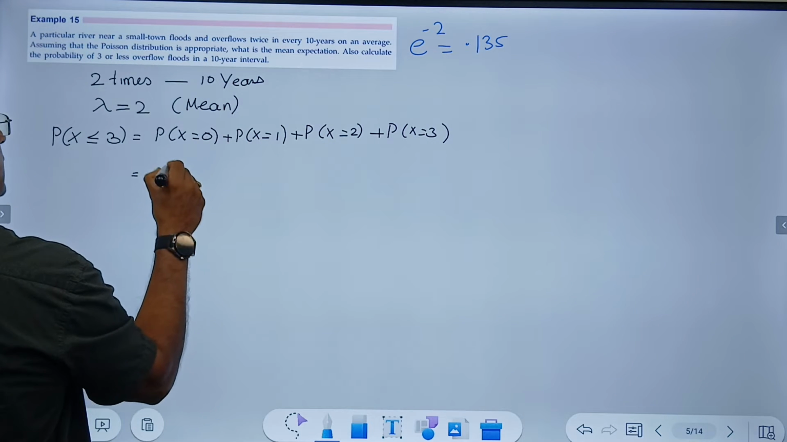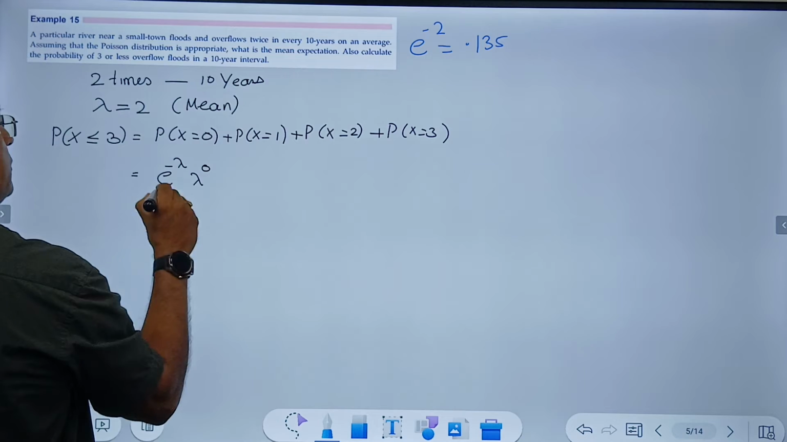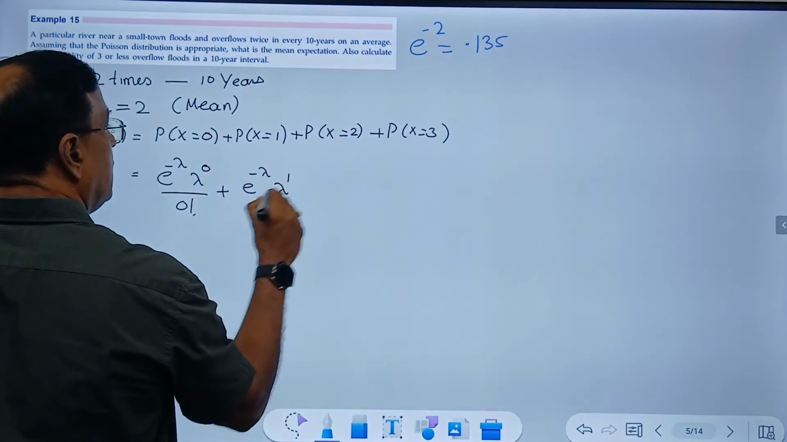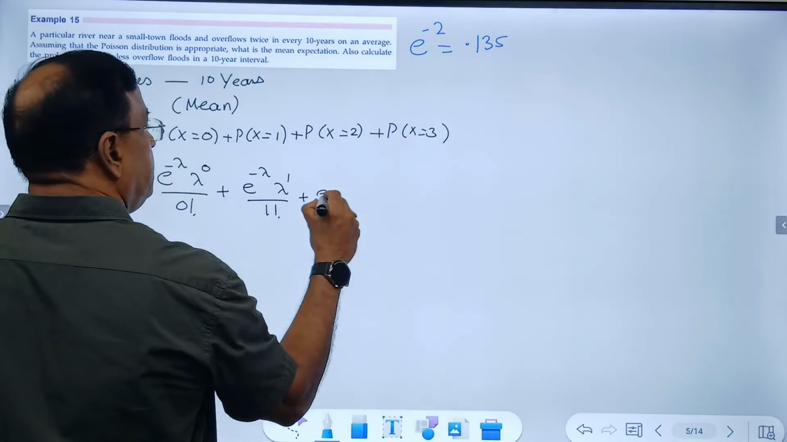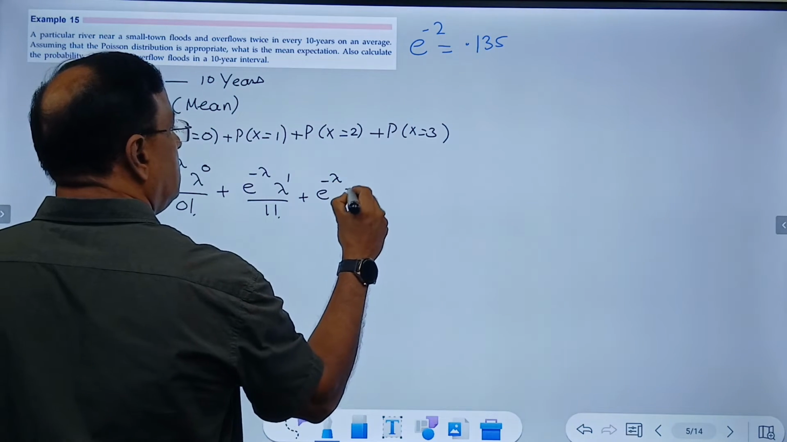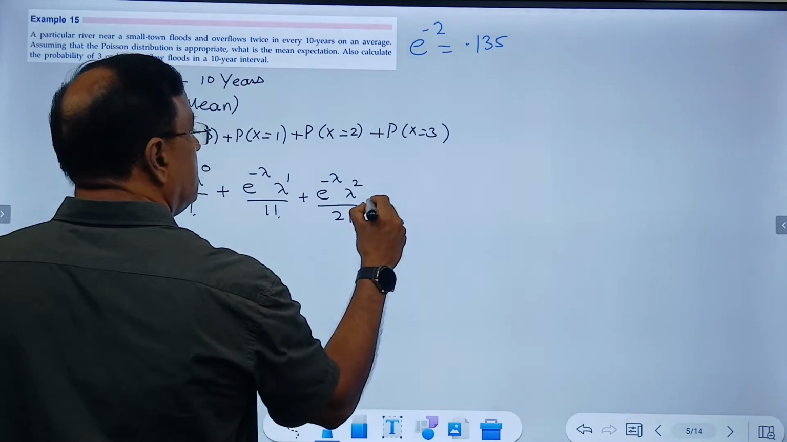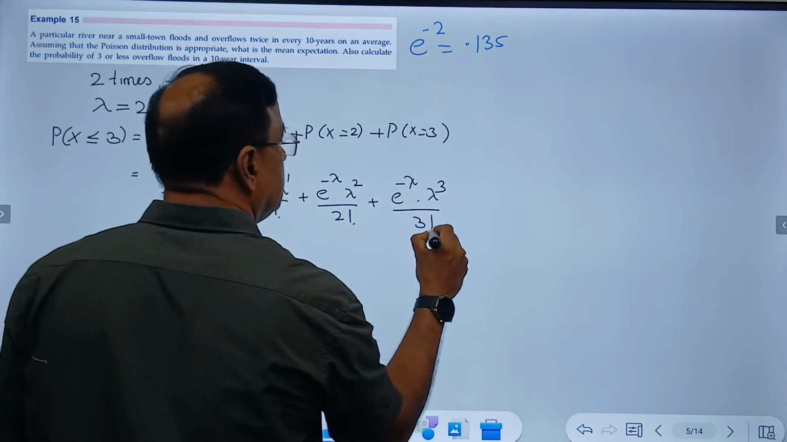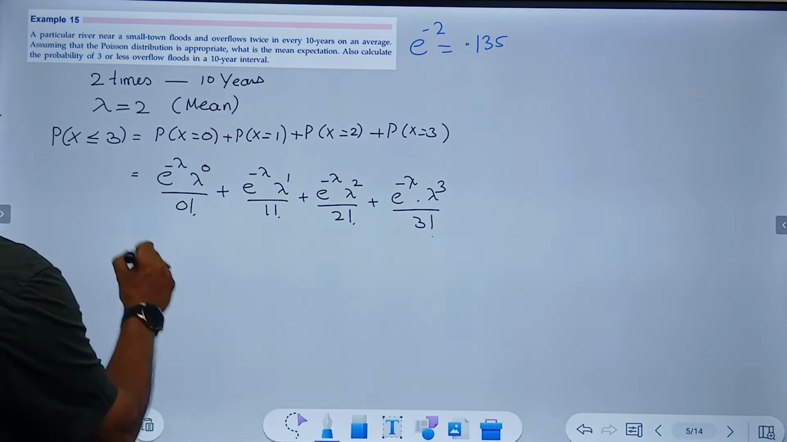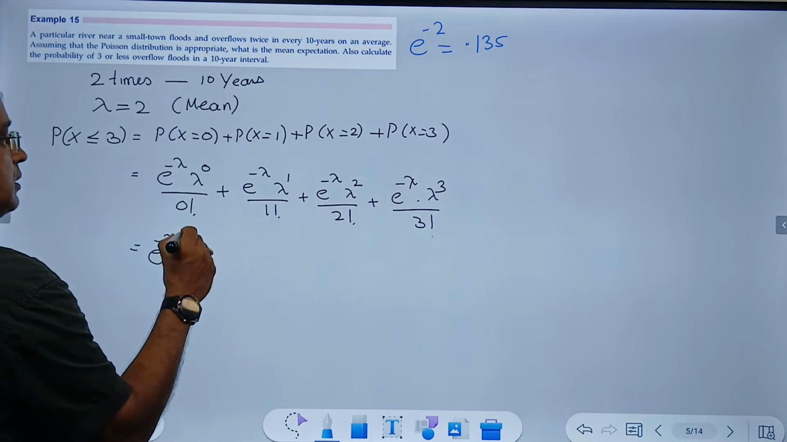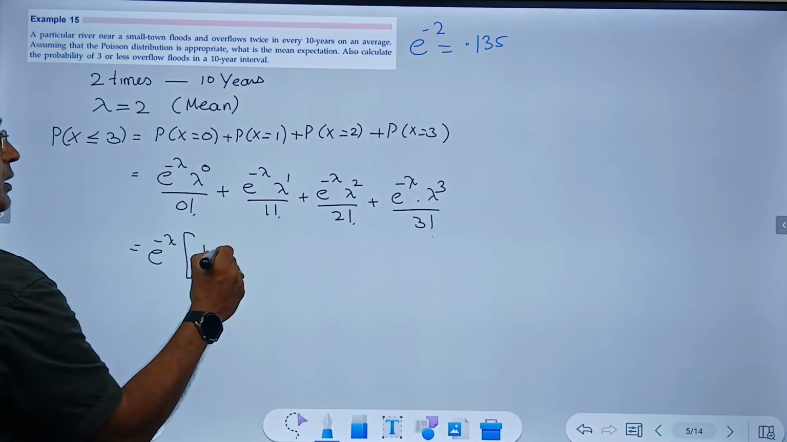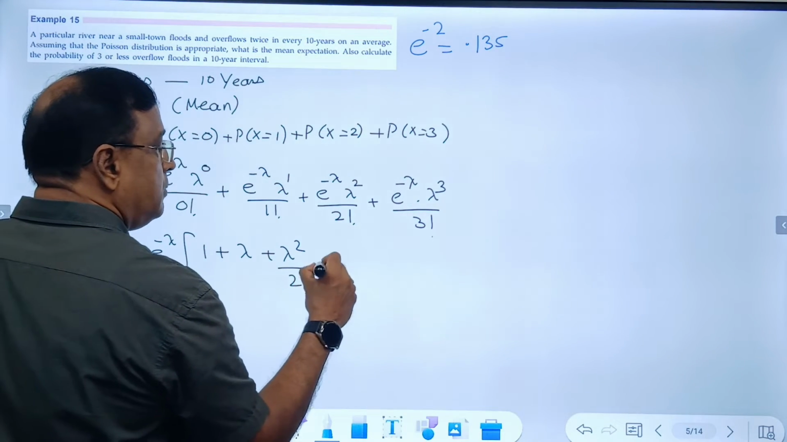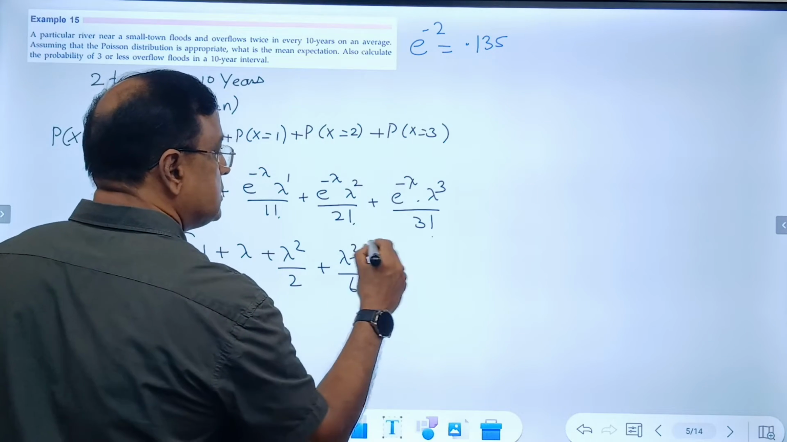which is e power minus lambda, lambda power 0 by 0 factorial, plus e power minus lambda, lambda power 1 by 1 factorial, plus e power minus lambda, lambda square by 2 factorial, plus e power minus lambda, lambda cube by 3 factorial. This is, e power minus lambda is common. I get 1 because lambda power 0 is 1.